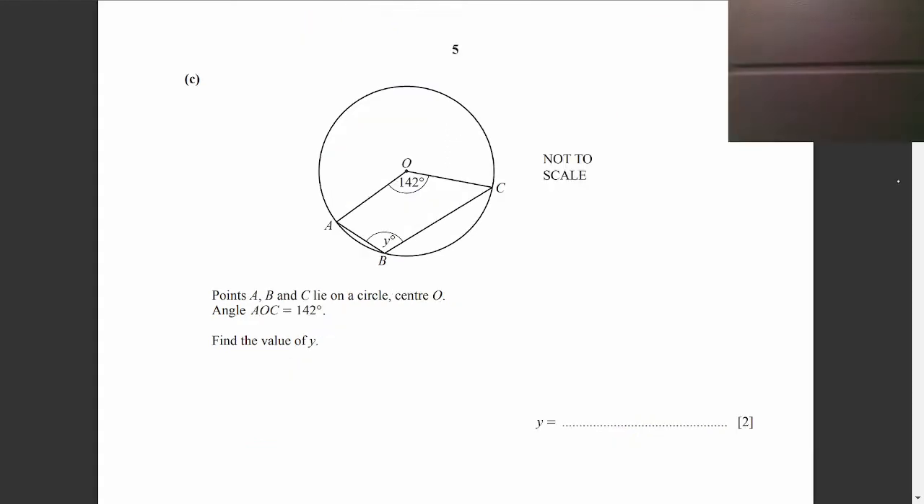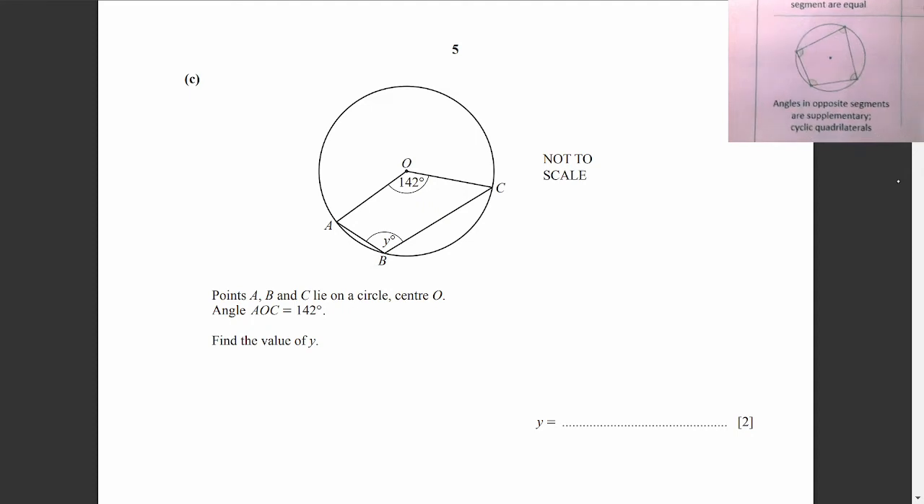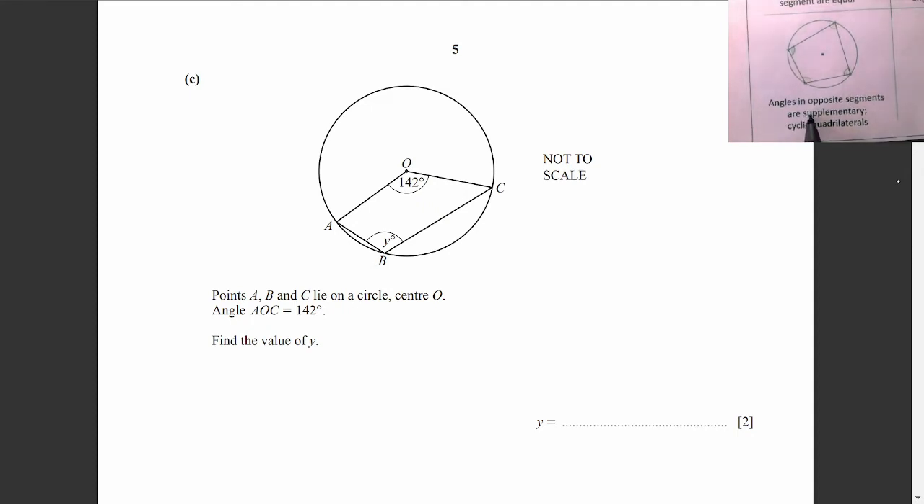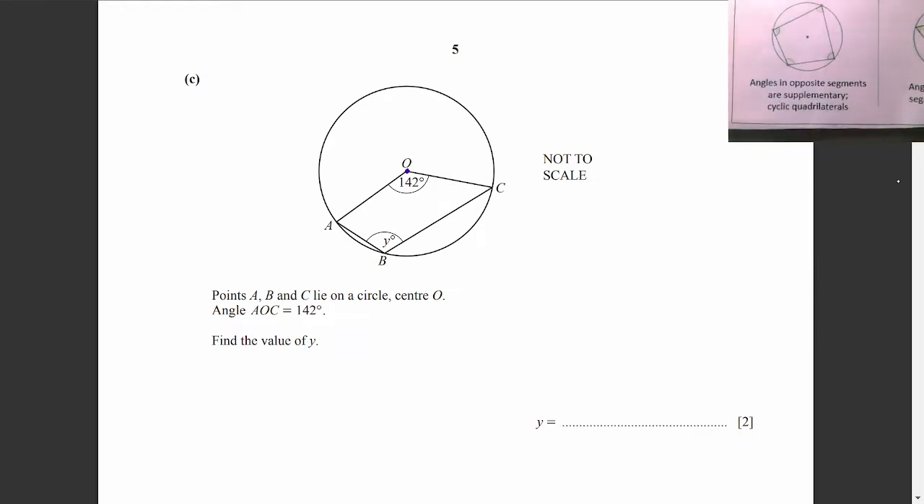Question 3C, another circle theorem question. Right, we got 4 points of a quadrilateral. 3 are on the circumference of the circle and 1 is at the center. So don't confuse this with a cyclic quadrilateral. It is not, since that point there in the middle is not on the circumference of the circle. We cannot use the cyclic quadrilateral theorem.